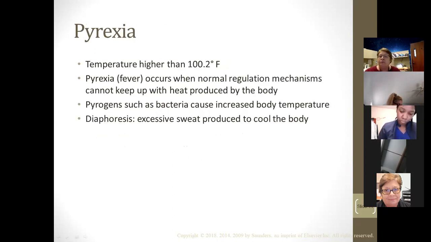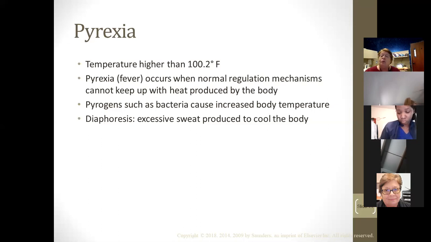Pyrexia, or a temperature, is a temperature higher, and this is 100.2. We usually use 100.4. I do believe your book says 100.4. Okay? You do not have a fever until the temperature is over 100.4. All right, so if it's at 100, it's not necessarily a fever. It's your body trying to do its work.